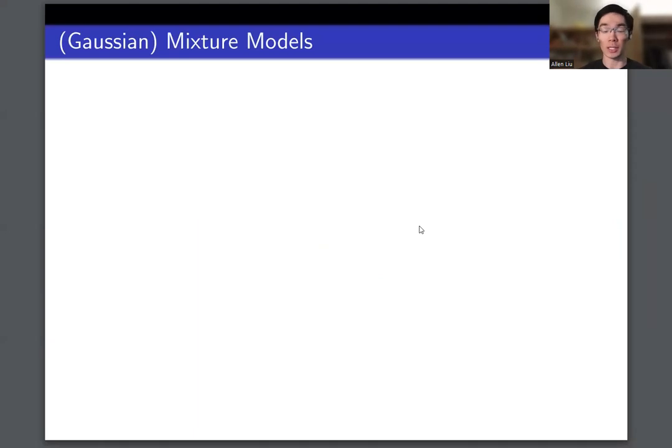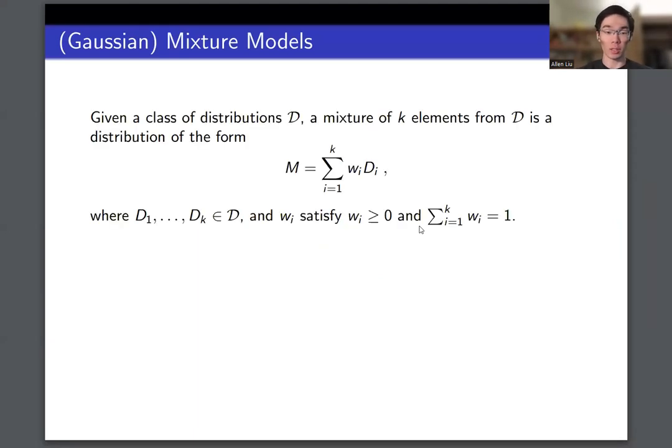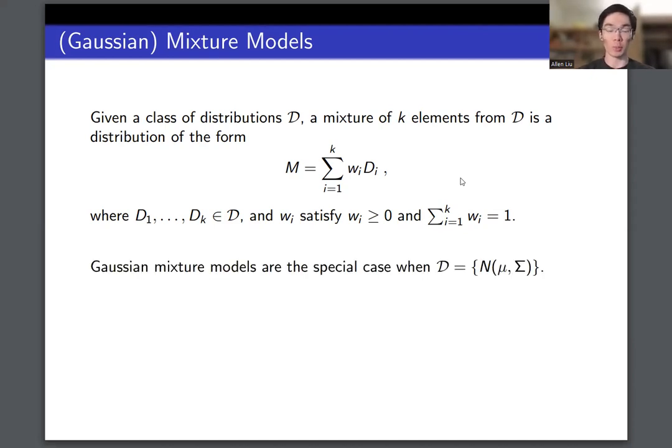Okay, so let me begin by setting up the problem with a few basic definitions. A mixture model is defined as follows. We have a class of distributions C, and then we consider a mixture of k elements from C, given by a distribution of the following form. We have mixing weights W1 through WK that sum to 1, and k component distributions D1 through DK. The way we draw a sample from this mixture model is we sample an index according to the mixing weights W1 through WK, and then we draw a sample from the corresponding component distribution D sub i.